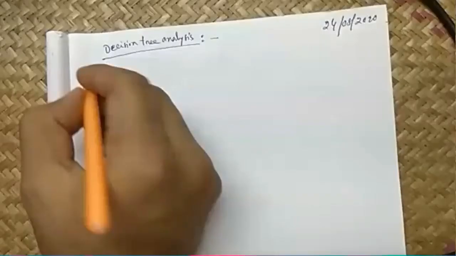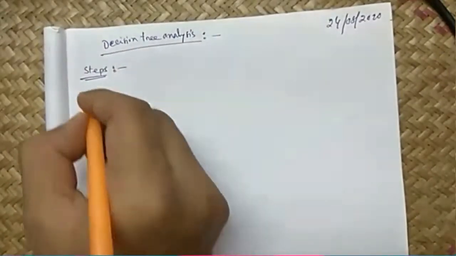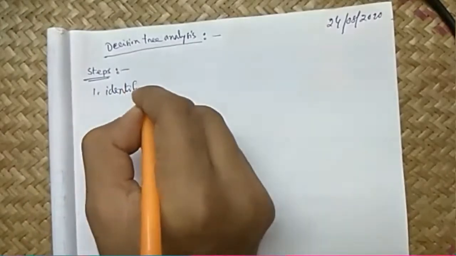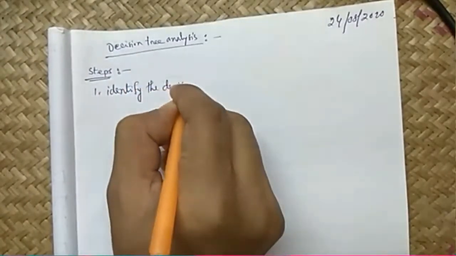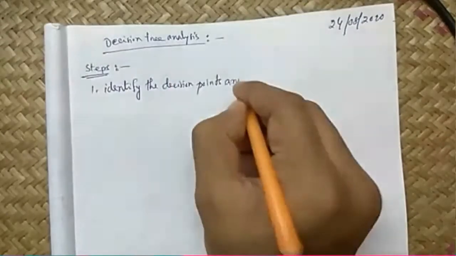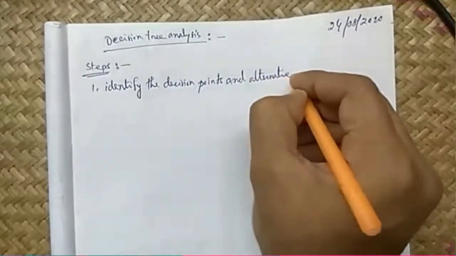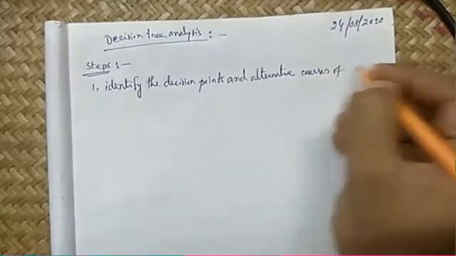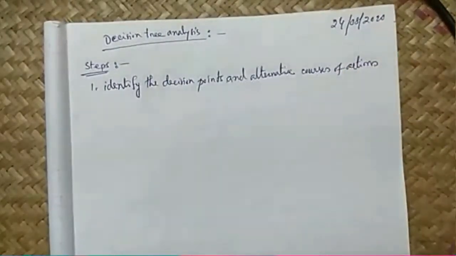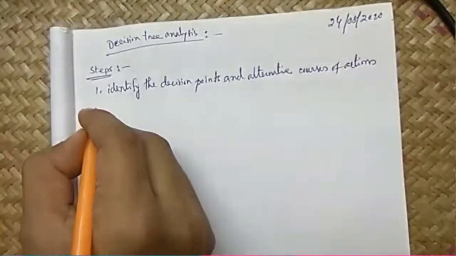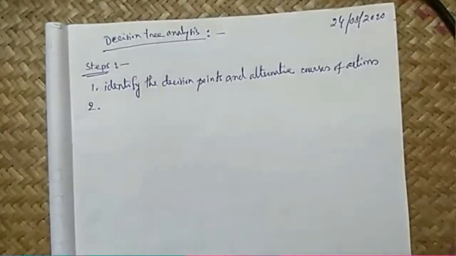First, we will write down the steps which are involved in decision tree analysis. Your first step, again the connection is cut. So steps are identify the decision points and alternative courses of actions. What are the decisions and what are decision alternatives and what are the events that may occur? That is what we will first find out.